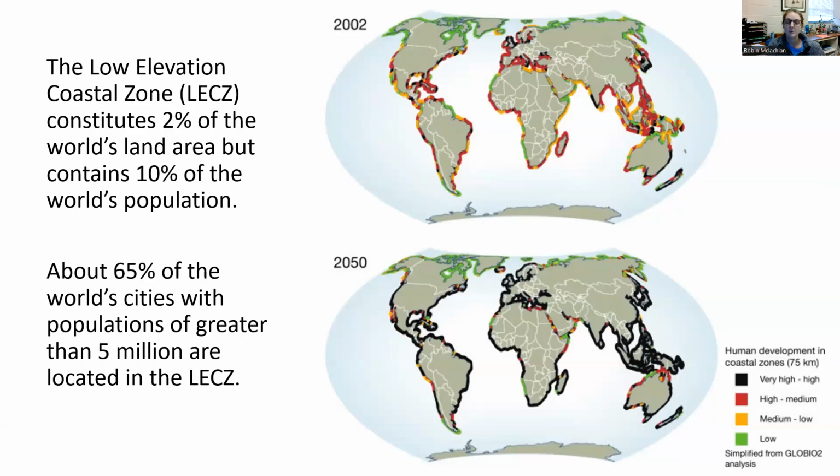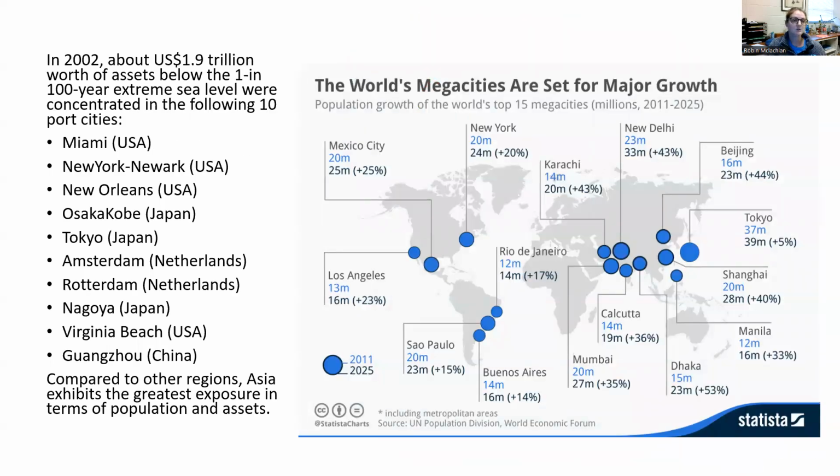So a disproportional number of people live on our coast compared to inland. And about 65% of the world's cities, our mega cities that have greater than 5 million people, are also located in this low elevation coastal zone. So we have put ourselves in a very risky situation. Okay. In 2002, about $1.9 trillion worth of assets fell below the 1 in 100 year extreme sea level, which means that about every 100 years, there would be an extreme flood that could put at risk about $2 trillion worth of human assets.